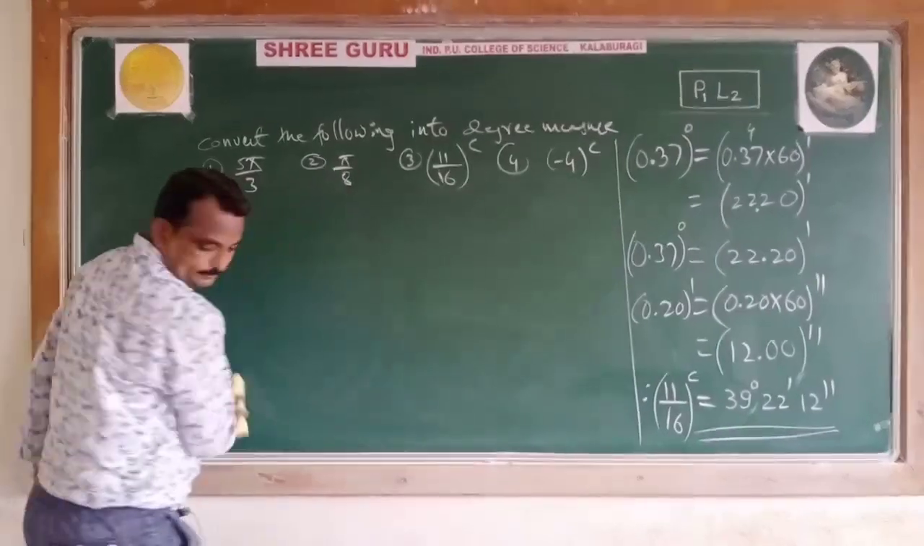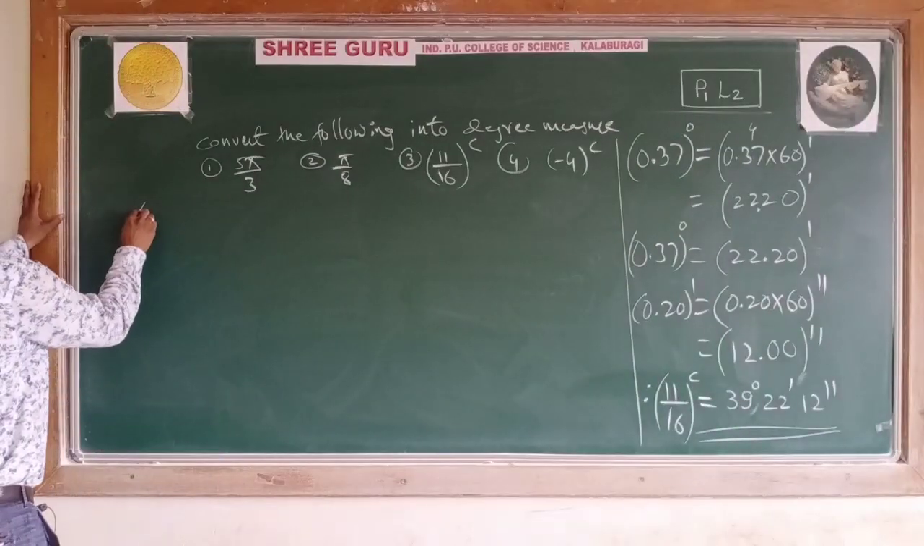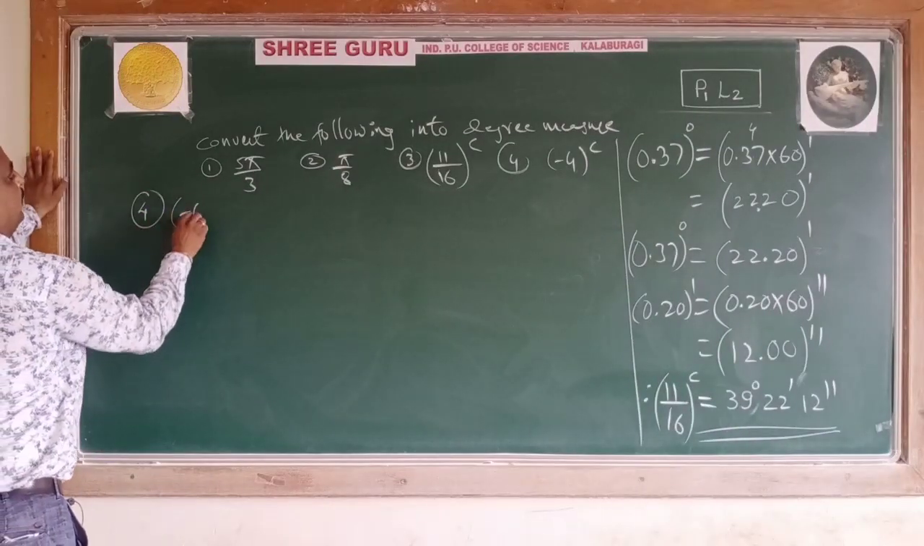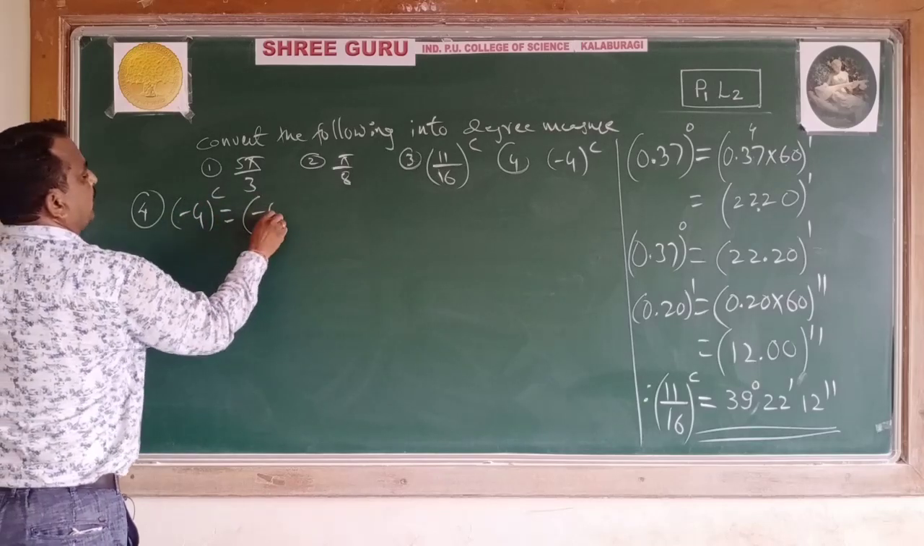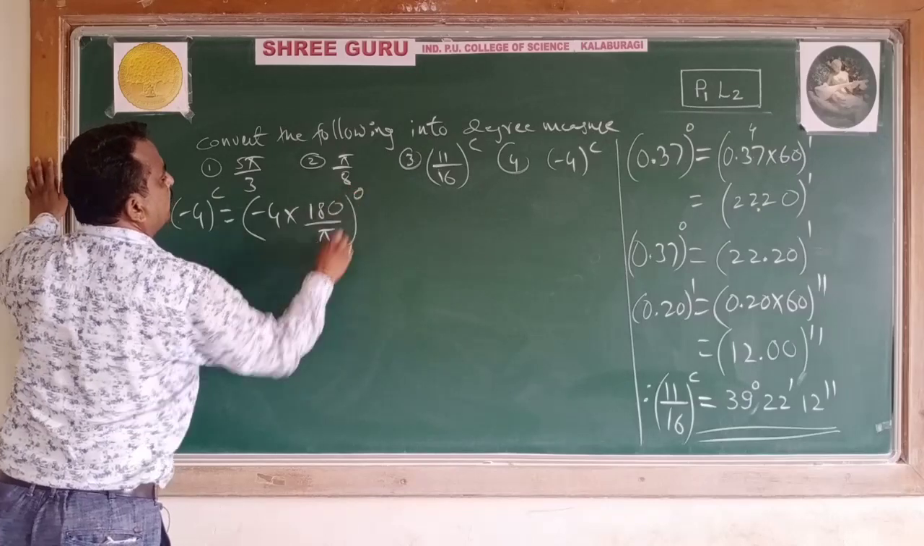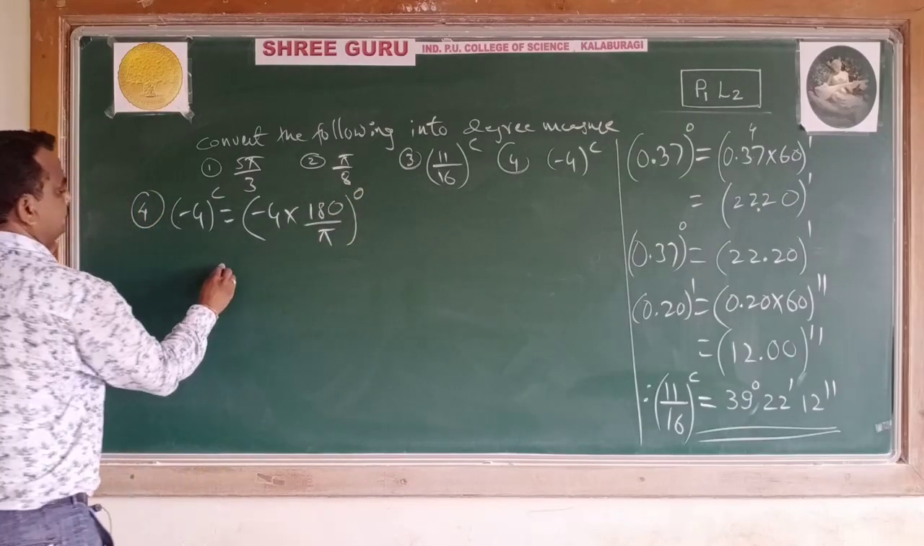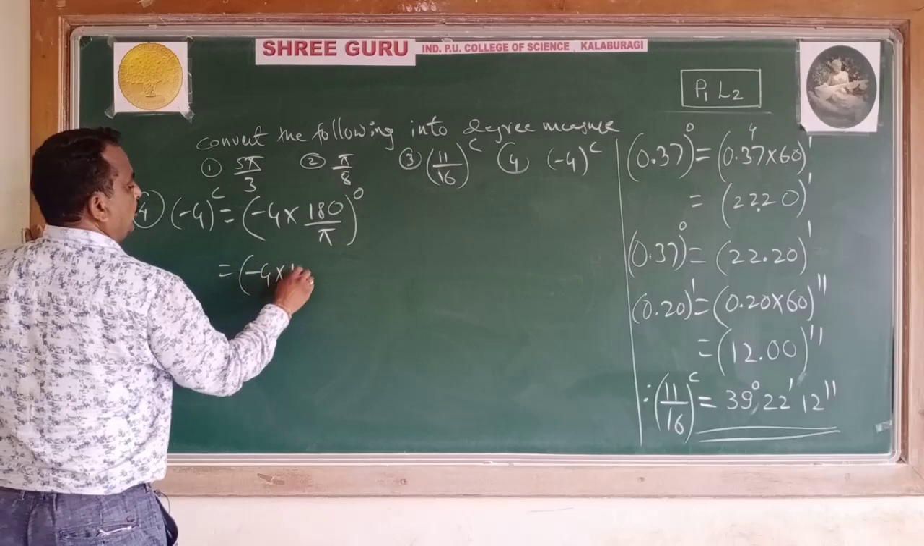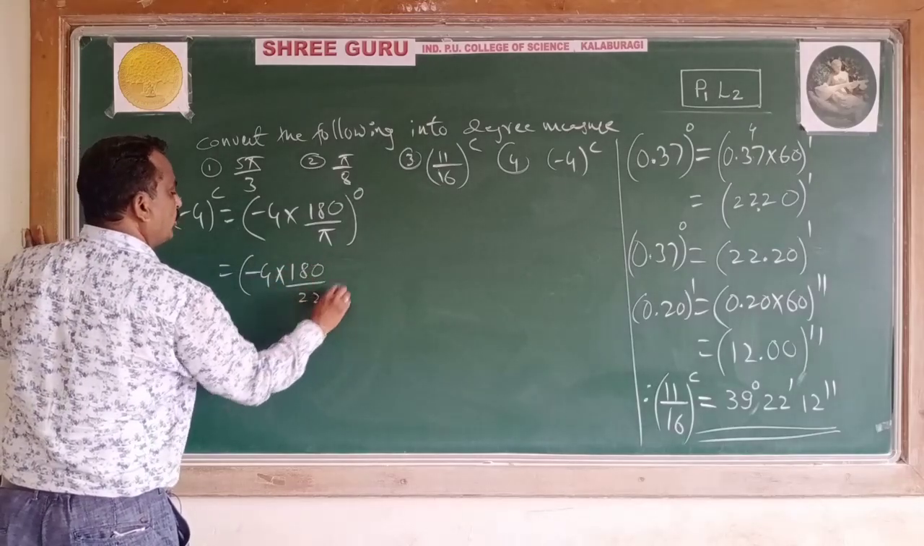Minus 4 radian. The fourth one; the third one we have completed. Whatever it may be, either plus or minus, by multiplying by 180 by pi you will get the conversion from radian to degree. Minus 4 times 180 by pi.